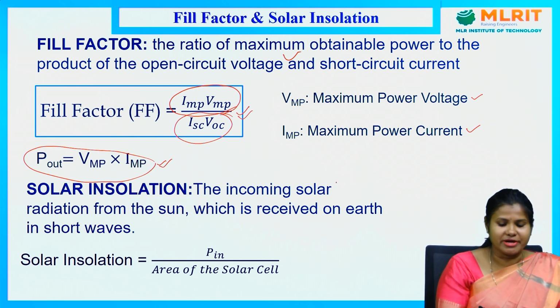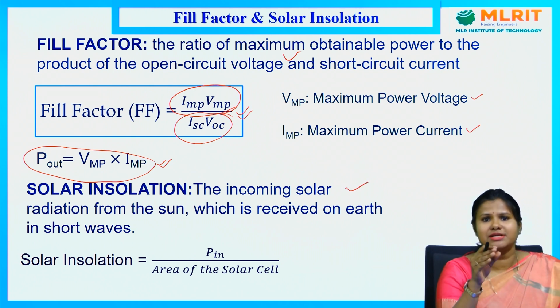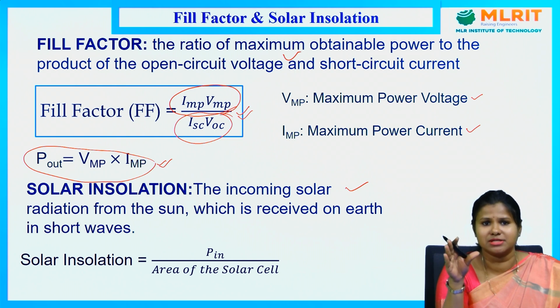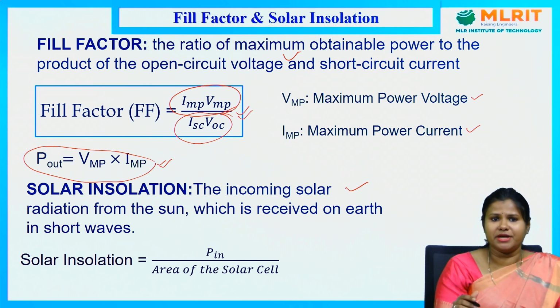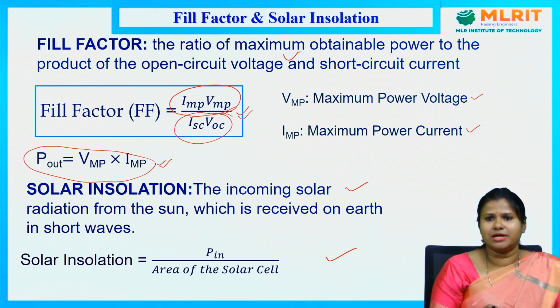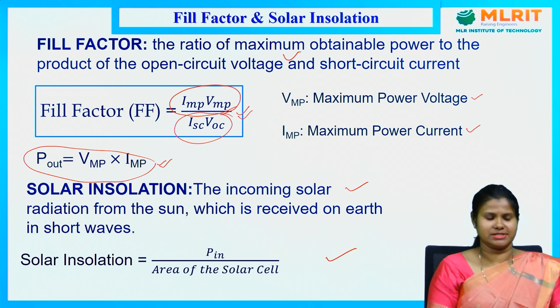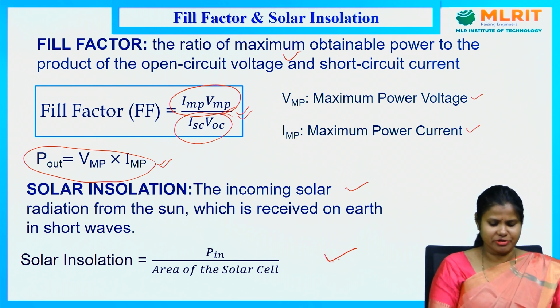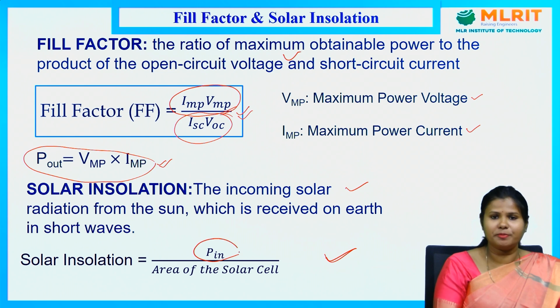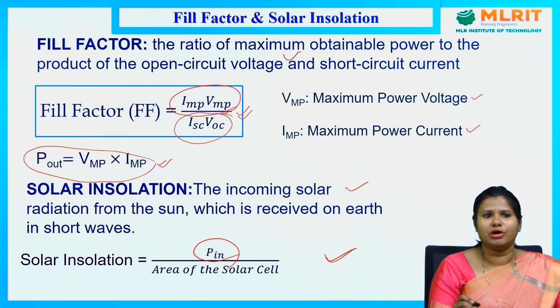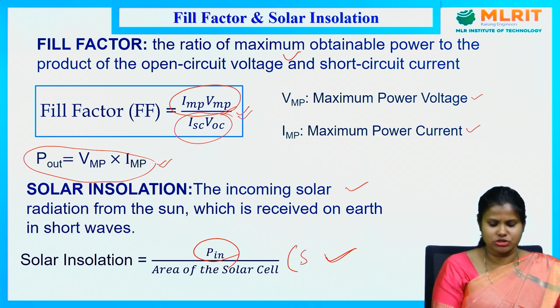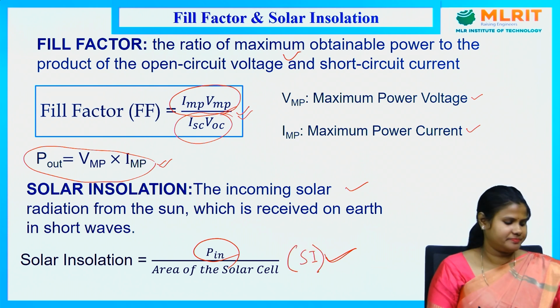Now we'll see what solar insolation is. Solar insolation is the incoming solar radiation from the sun which is received on earth in short waves. The solar insolation can be defined as the ratio of P input divided by the area of the solar cell. That means the input power of the solar cell divided by the area of the solar cell. From this equation we can find the input power. Input power will be equal to the product of solar insolation and the area of the solar cell. This solar insolation we can represent as SI.